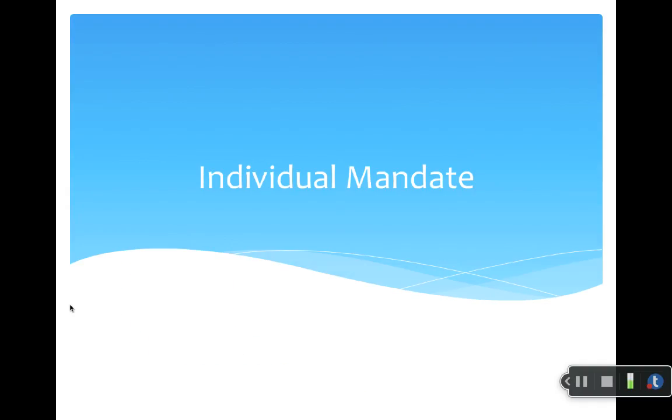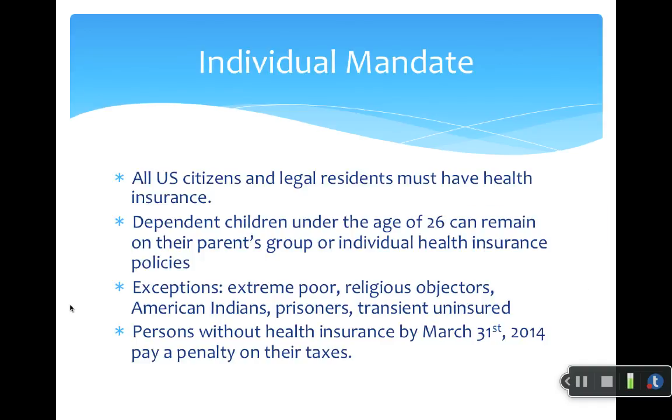So the first thing we have is the individual mandate. The individual mandate says that all U.S. citizens and legal residents must have health insurance. They must have coverage under some health insurance policy.